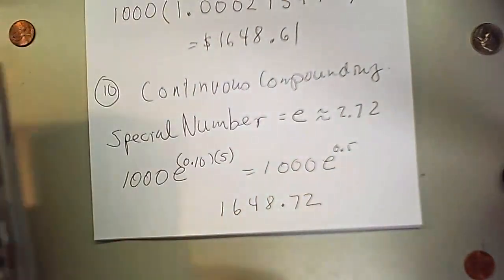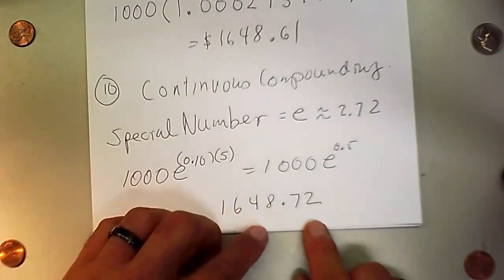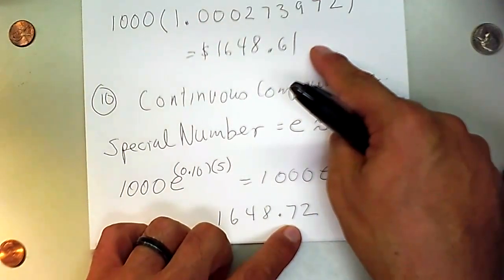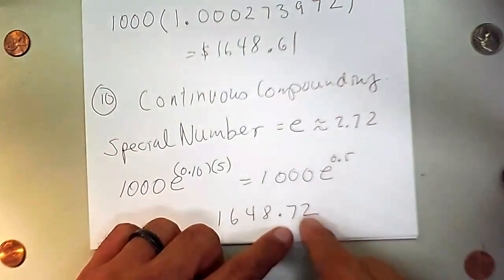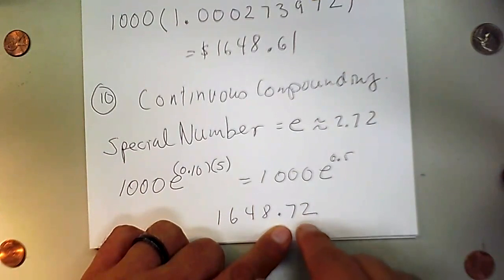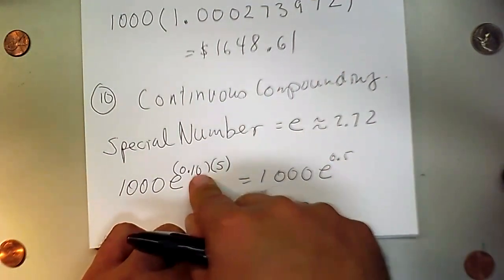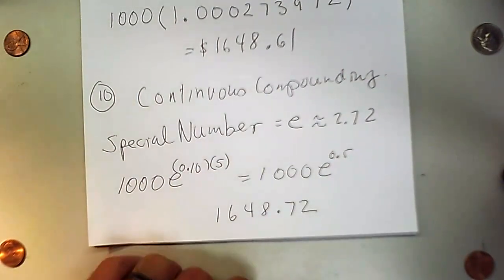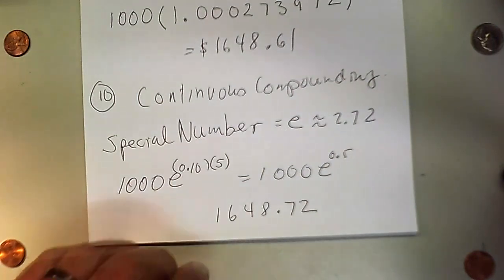1648.72. Which is only pennies, 11 cents, 11 pennies, 11 of those. That we can charge at the most, no matter how much compounding we do. As long as we stay with 10% and 5 years, that is the most we can charge. There are a couple other things I need to speak about.